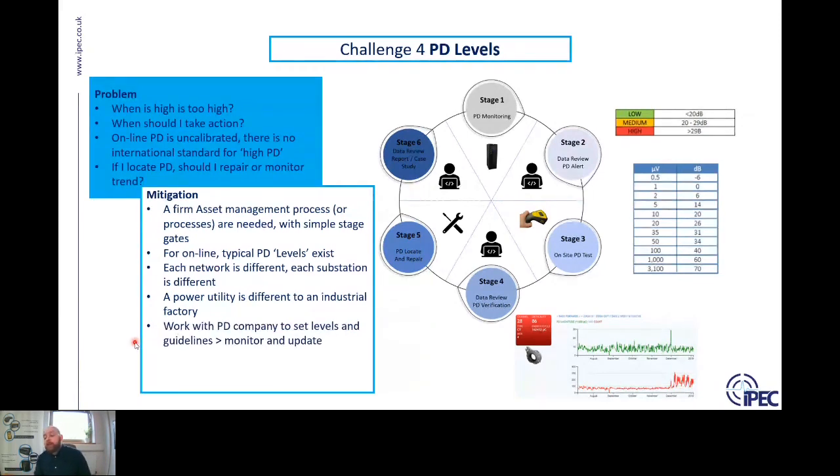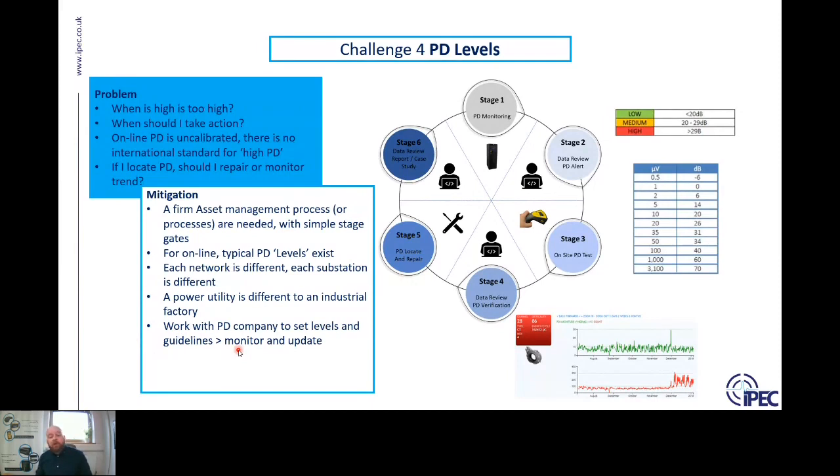Work with a PD company to set levels and guidelines. And the important thing, I think, is to monitor it and update it. Just because you wrote out a process and said, okay, if something's 30 dB, we're going to take action to repair the asset, doesn't mean you should follow that forever. Revert back, review, and assess. Is it working for us?